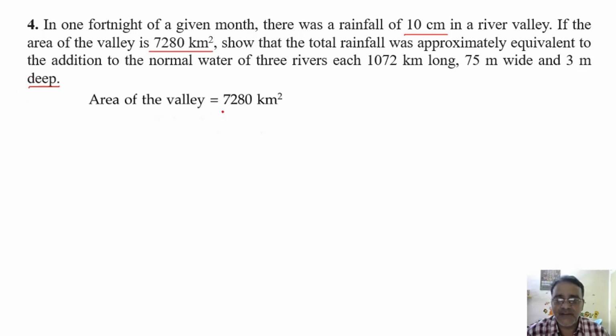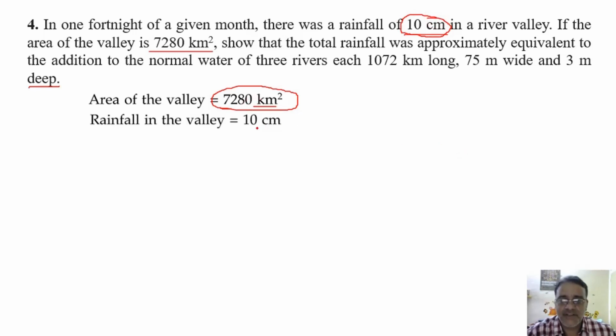So the area of the valley is given, and how will you find the volume of the water rainfall in that valley? Area into height. Okay, area of valley into the height of the rainfall. The height of the rainfall is given 10 centimeter, but we need it in kilometer. Okay, so how will you convert 10 centimeter to kilometer?